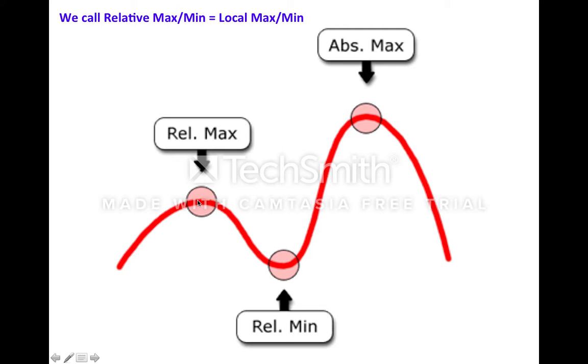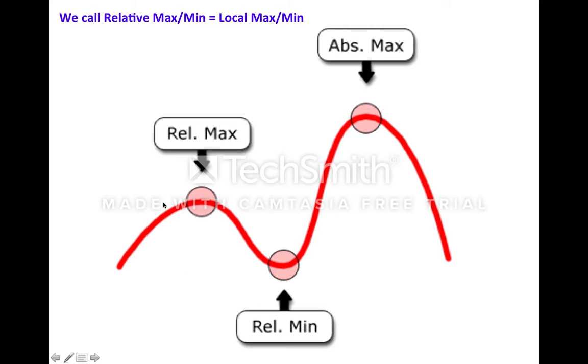Increasing means as x increases, y increases. And decreasing means as x increases, y decreases. Changeover points are called relative max and relative min. The terminology your textbook uses is local max and local min.